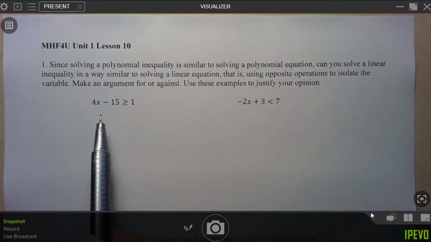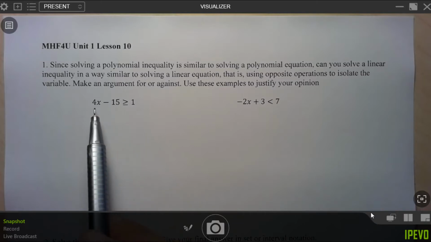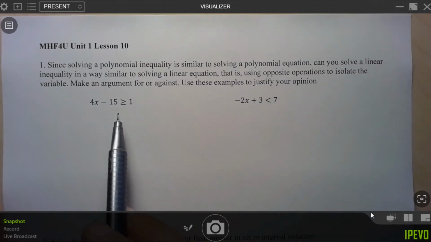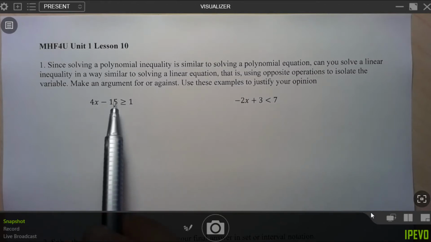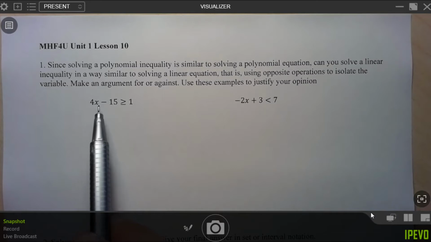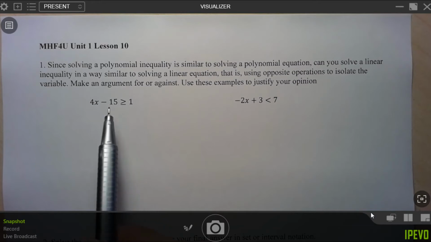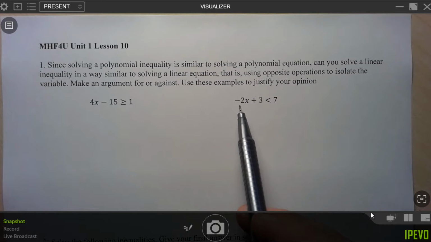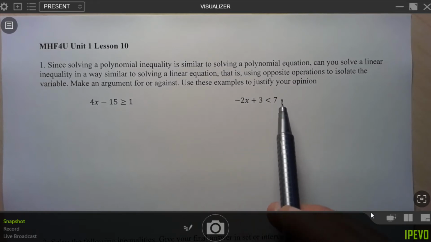So let's take a look at what an inequality means. What we're doing when we want to solve an inequality is we want to find the x values such that 4x minus 15 is going to be greater than or equal to 1. Now, I'm hoping that you can see that I said the x values because there's likely to be many x values for which 4 times that value minus 15 is going to be greater than or equal to 1. In fact, there's probably going to be infinitely many solutions. And similarly here, we want to find what are the x values such that negative 2 times that x value plus 3 is strictly less than 7.